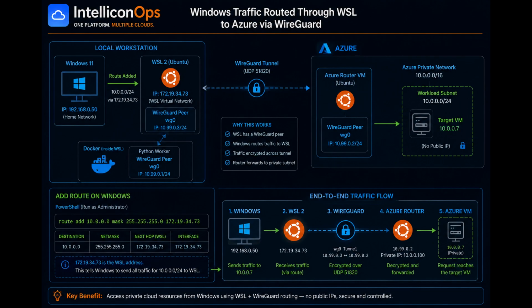10.0.0.7. Windows wouldn't normally have any idea of how to reach the private address, so I add a route telling Windows that traffic destined for the Azure 10.0.0.0/24 network should be sent to the WSL interface. In this case, 172.19.34.73 is the WSL address, so the route effectively becomes Windows to WSL through WireGuard to the Azure router, and finally into the private Azure workload network.